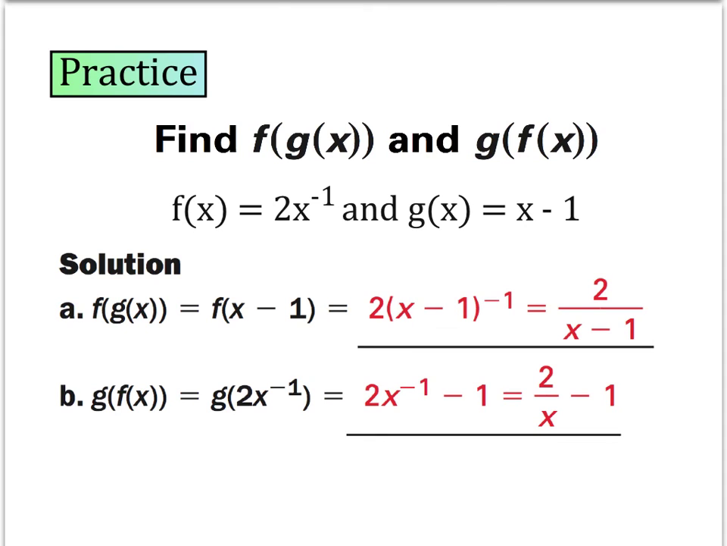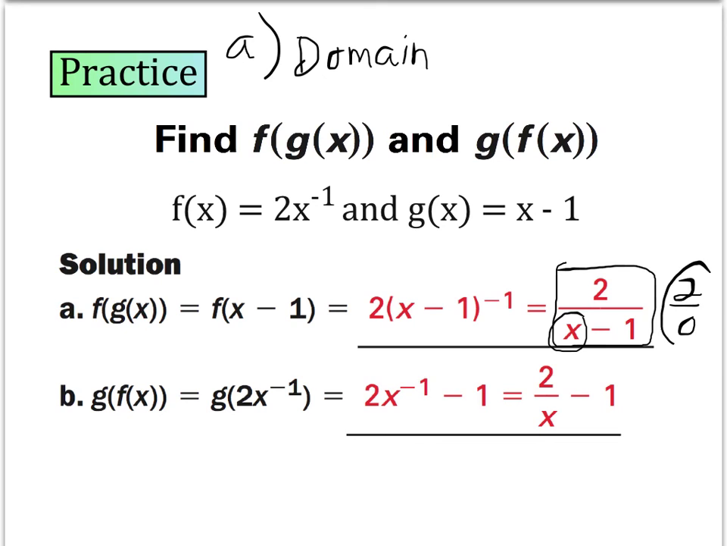Okay, so for the first one, f of g of x, you are evaluating the function when x is x minus 1. So what we end up with is 2 over x minus 1. For the domain, try to figure out which x values work here. You know for this one, x can't be 1, because if x is 1, then you have 2 over 1 minus 1, which would be 2 over 0, and that's undefined. So the domain for this is all real numbers, but x cannot equal 1.